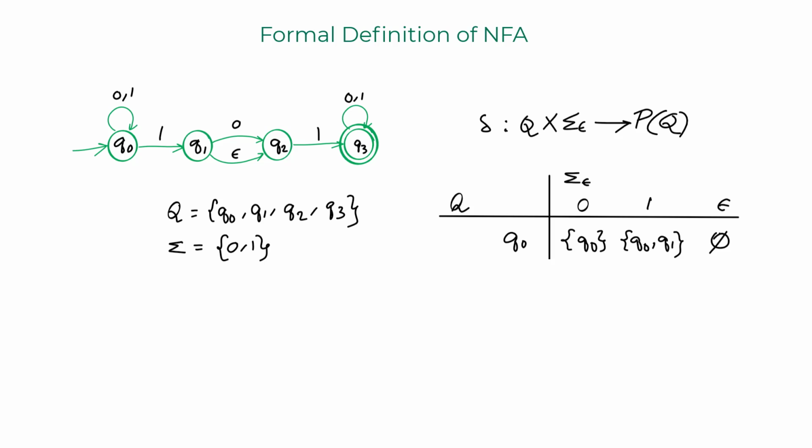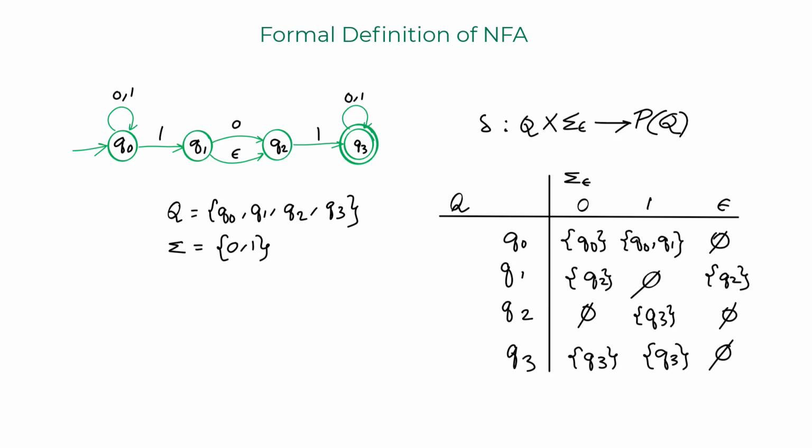Looking at the state Q0, it is clear that it loops back to itself when the input symbol is 0. As the range is a set of states and not just states, we have braces around the state Q0. When the input symbol is 1, it loops back to itself as well as transitions to Q1. So we can write it out as a set with states Q0 and Q1. For the empty string, there is no transition, so we map it to the empty set phi.